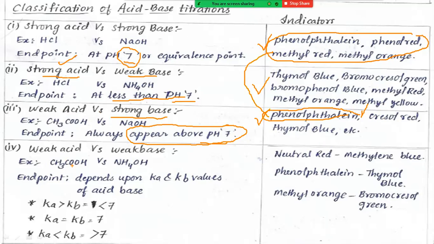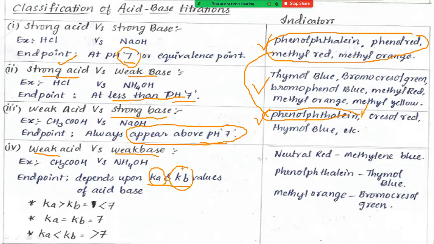Okay. And the last one is weak acid versus weak base. So here strength wise, both have weak strength. Okay. So less dissociation is there, poor ionization is there, and fewer H plus ions will be released. So that's why the equivalence point depends upon two important factors, that is Ka and Kb. So what is Ka and Kb? The dissociation constant of acid and the dissociation constant of base.